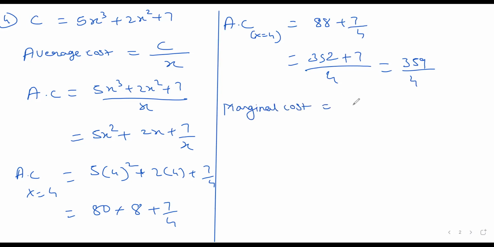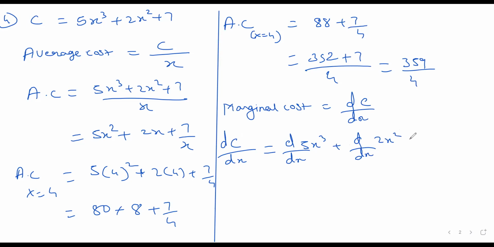Marginal cost is the first order derivative of the total cost function. So d/dx of C is equal to d/dx of 5x cube plus d/dx of 2x square plus d/dx of 7. This is 15x square plus 4x plus 0. This is marginal cost.